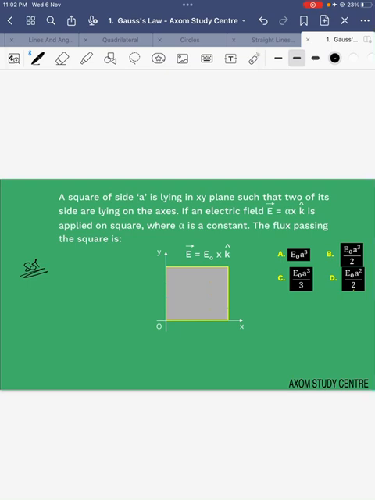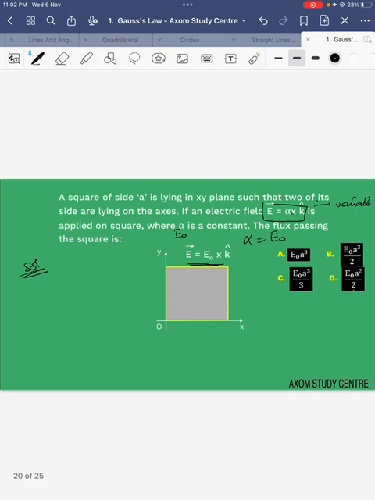So what we'll do here, actually this is a variable. It is varying as alpha x, where alpha is a constant. Alpha actually should be E naught, alpha is actually E naught. So instead of alpha I can write E naught also. So they are asking for the flux through the square.